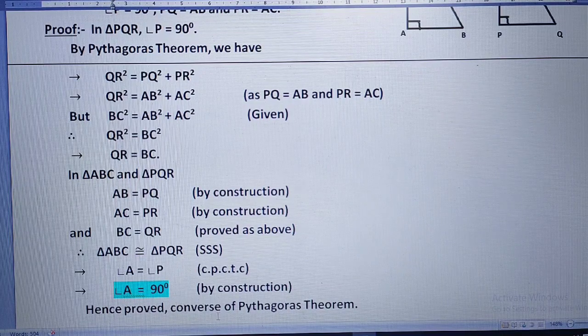So this is the first part of the Pythagoras theorem. Part 1 is over. We will discuss different types of questions and applications in the next class.